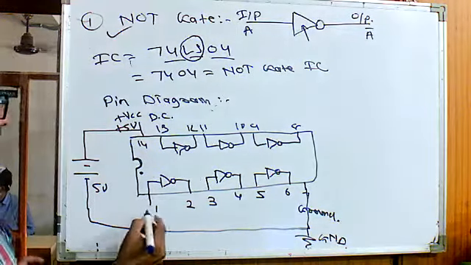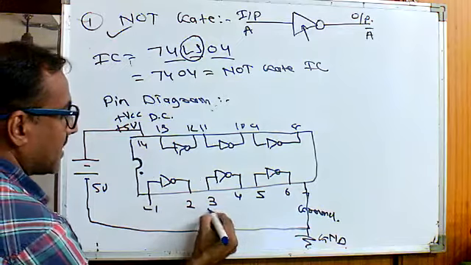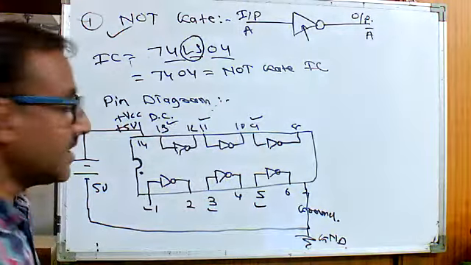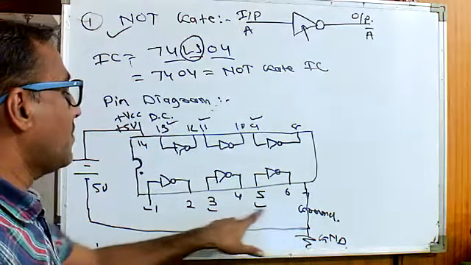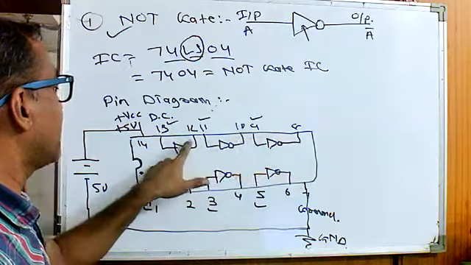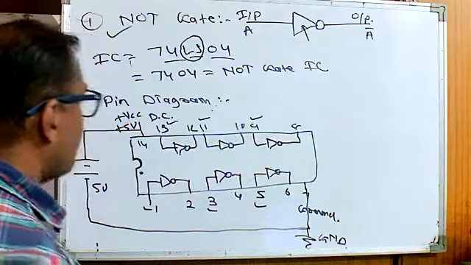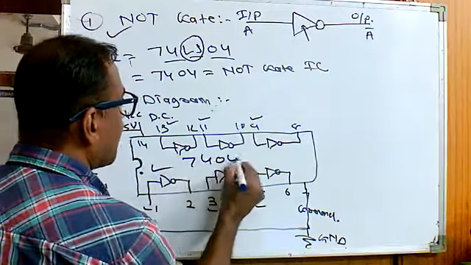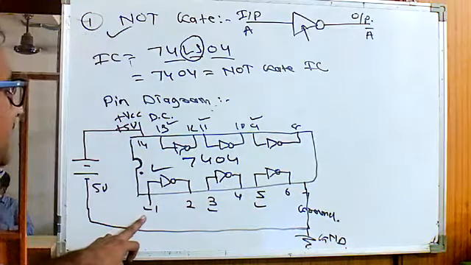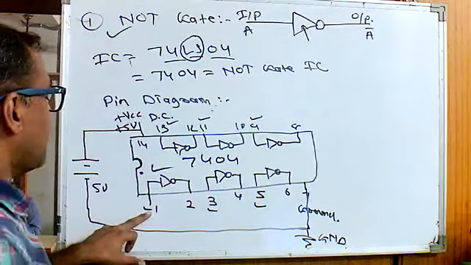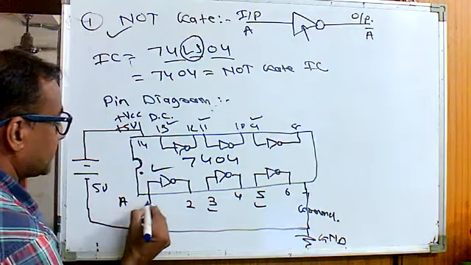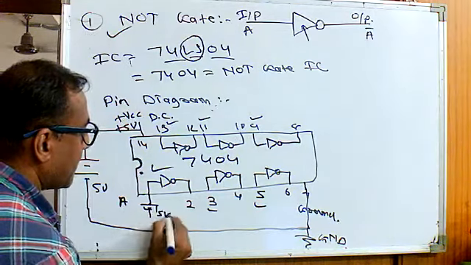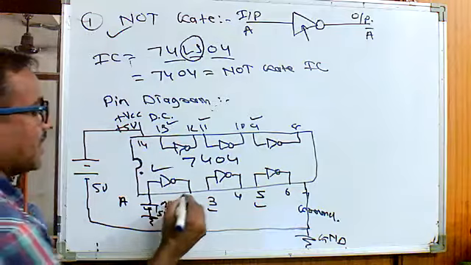So pin number 1 is an input signal, and pins 3, 5, 9, 11 and 13 are input signals. Pins 2, 4, 6, 8, 10, 12 are the output signals. So the first gate is here. The IC is 7404, the NOT gate IC. Apply the input signal here. Pin number 1 is A. The plus 5 volt is applied here, meaning 1 is applied.